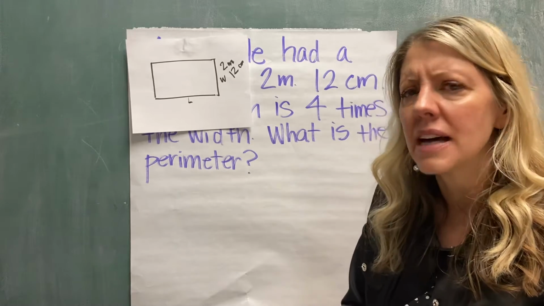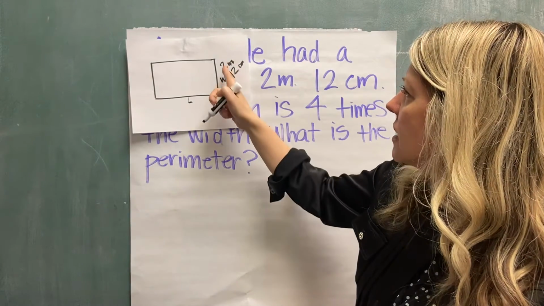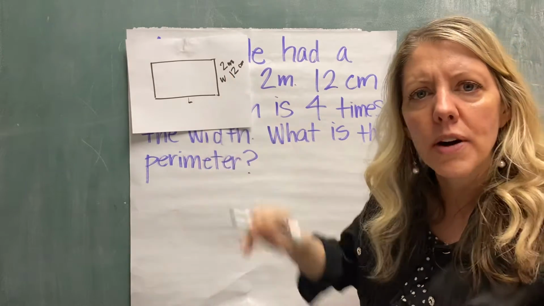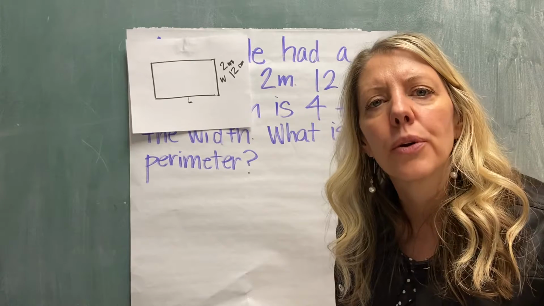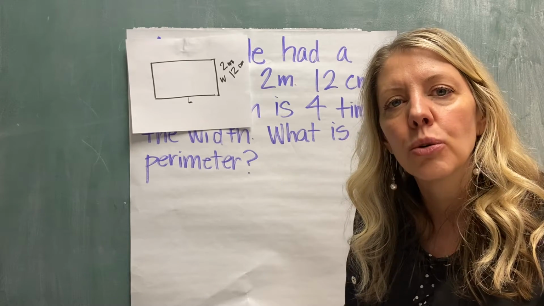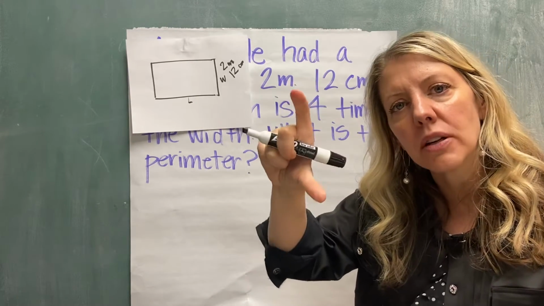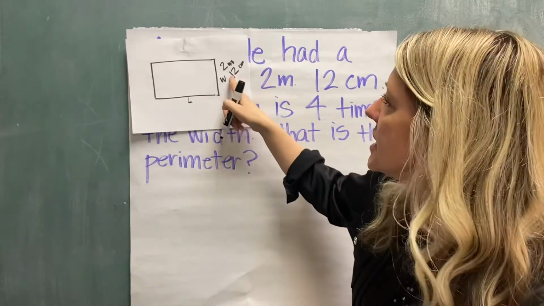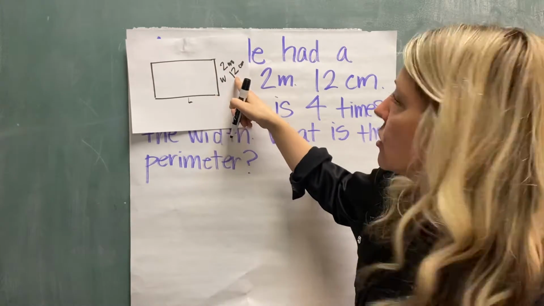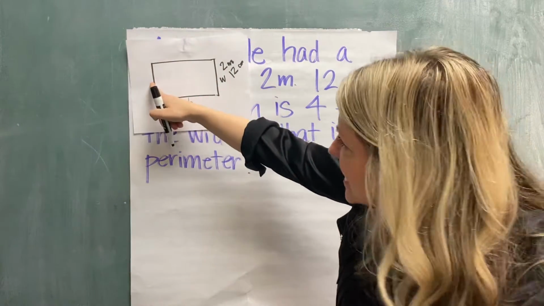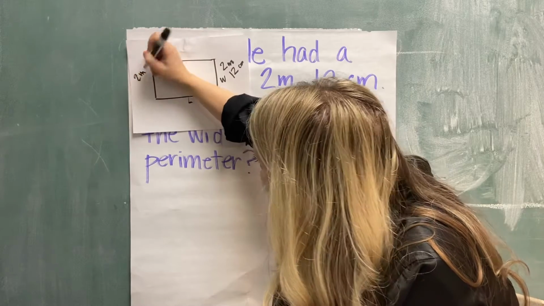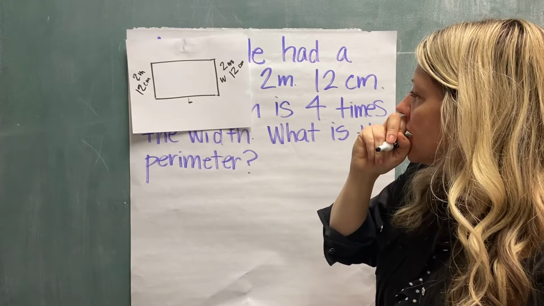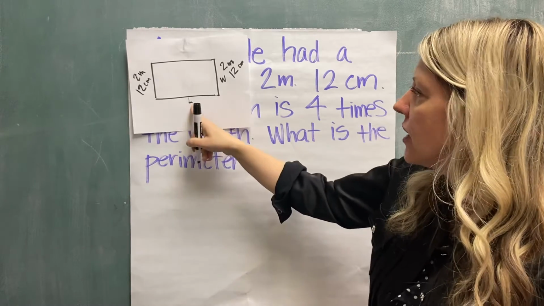All right, let me stop and think. I've got this side. Oh, what do I know? I know that a rectangle has 2 equal sides parallel and 2 equal sides parallel. So that means if this side is 2 meters, 12 centimeters, then this side is also 2 meters, 12 centimeters. Okay. Now how am I going to figure out this side?